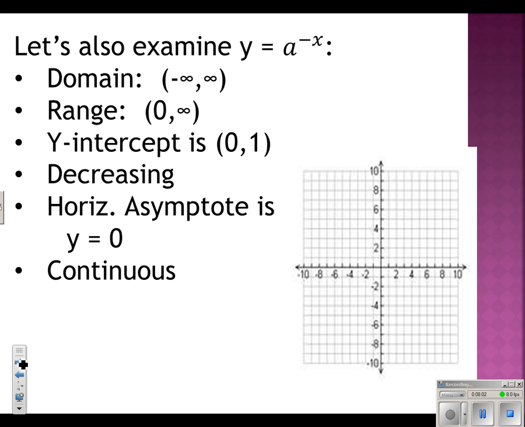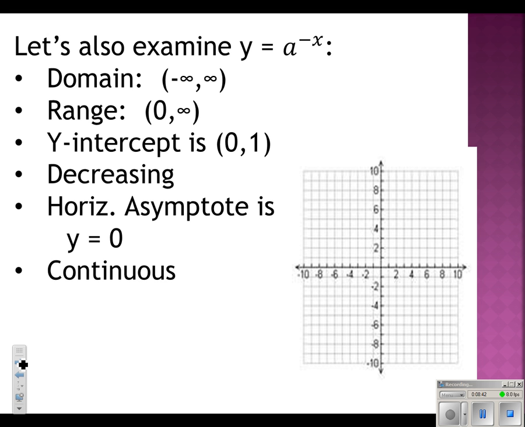Now let's take a look at y equals a to the negative x power. Again, you can stick any values in for x that you wish. So our domain again is going to range from negative infinity to positive infinity. The range, no matter again what gets placed into that power spot, you will not end up with a negative value. So our range again will bottom out at 0 and go to positive infinity. The y-intercept is again going to be 0, 1, because if you put 0 in the x spot, you're going to have a to the negative 0, which is still a to the 0 power. You will get 1 from that again.